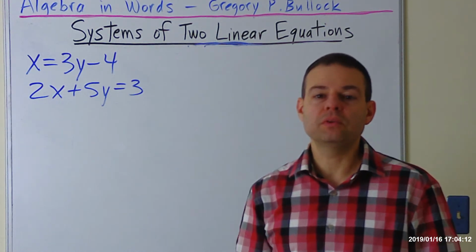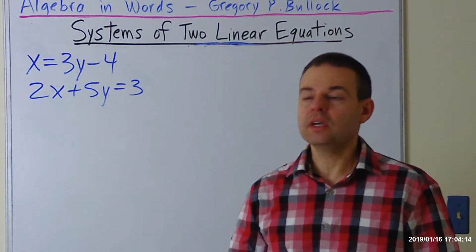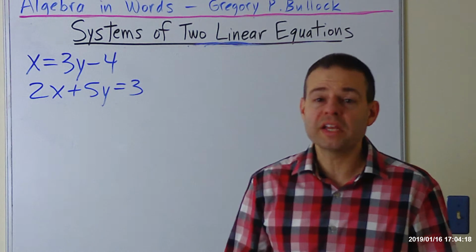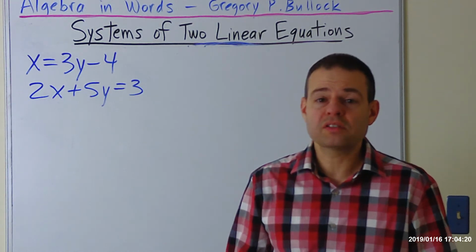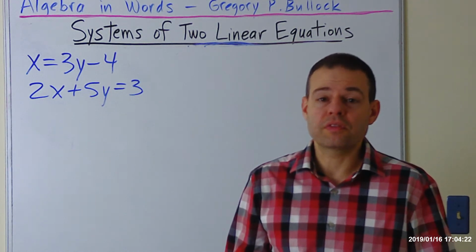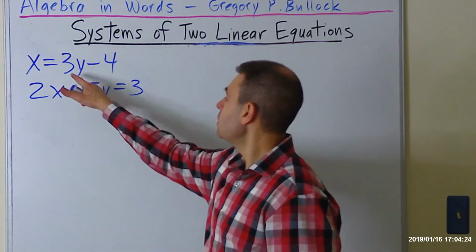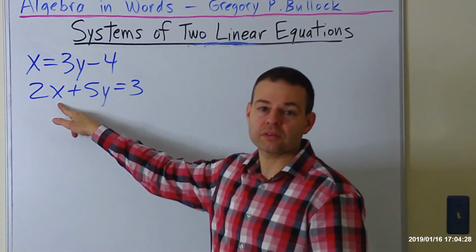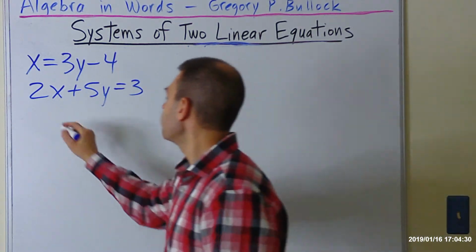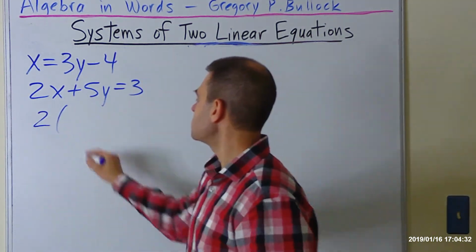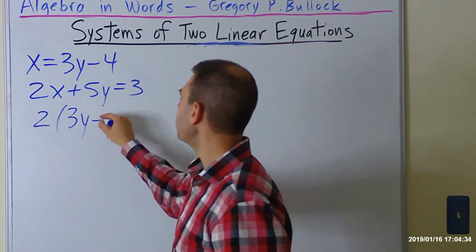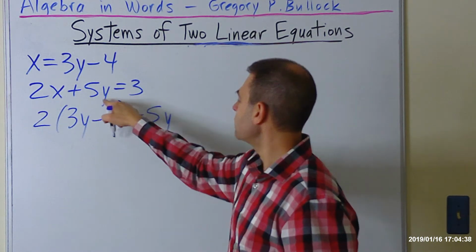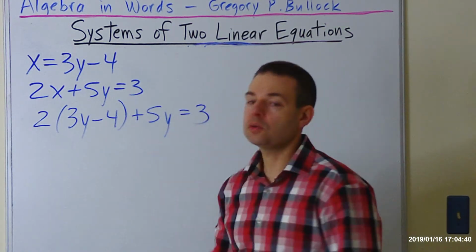The next thing that you would do is to solve for x, but if you notice, the equation is given already solved for x. So really, one step is already done for you. The next thing for you to do now is to take what x equals and substitute it into this x in the other equation. So let's do that. 2, and then parentheses, 3y minus 4, plus 5y, rewriting this and this, equals 3.